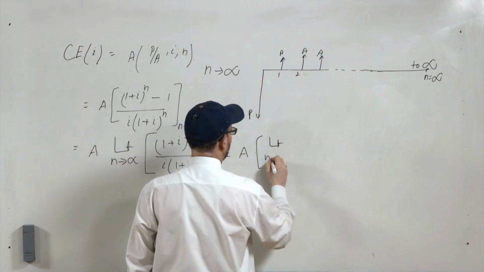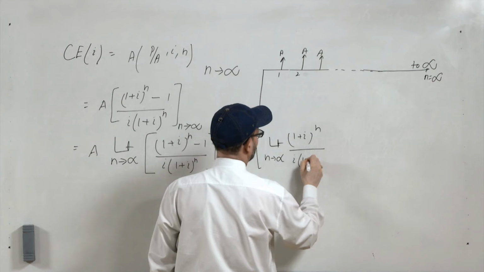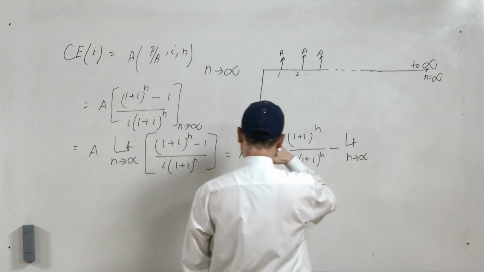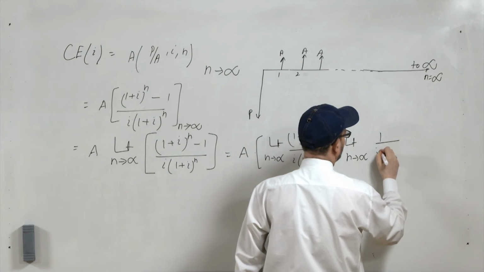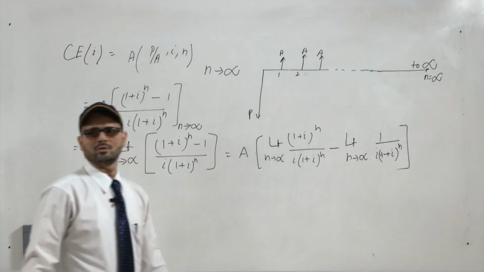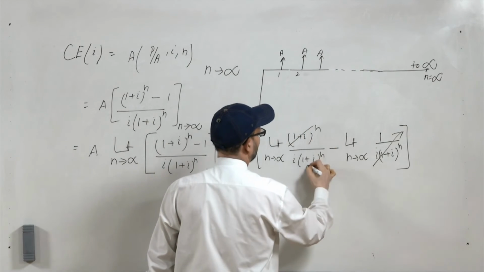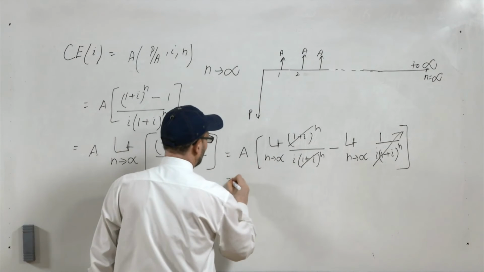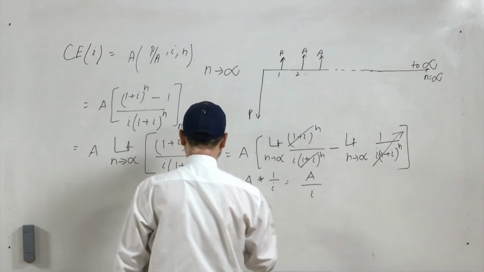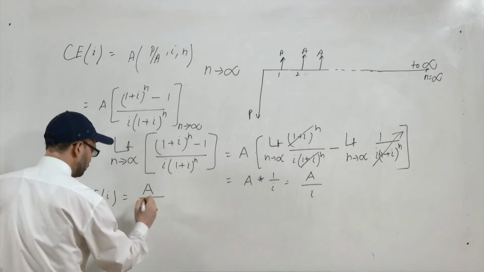So, it can further be written as A times limit n tends to infinity (1 plus i) to the power n upon i into (1 plus i) to the power n, minus limit n tends to infinity 1 upon i into (1 plus i) to the power n. So, as n tends to infinity, this will vanish, and this and this term will be cancelled. So, you get 1 by i. So, A times 1 by i, that is A by i. So, capitalized equivalent amount is nothing but the annual equivalent amount by i.